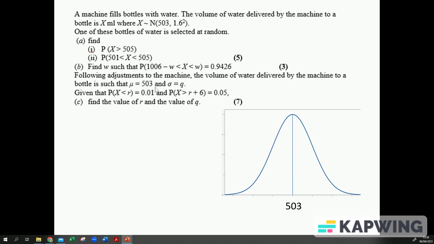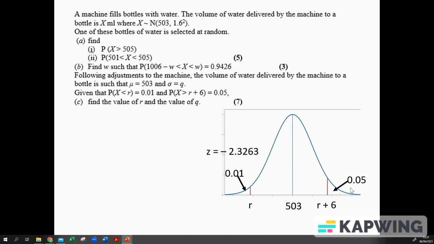Then the last part of the question: following adjustments, the volume of water delivered by the machine to the bottle, mu is 503, and we haven't got the standard deviation, so we're going to have to use a bit of maths. I have to use the Z values. It's given that the probability X less than R is 0.01, so R's over here. And the probability that X is greater than R plus 6 is 0.05. So that bit there is 0.05, which means this R here has got a Z value of minus 2.3263. You can get that from the tables in the formula book or get it on the calculator with the 0, 1 normal distribution, the standardized normal.